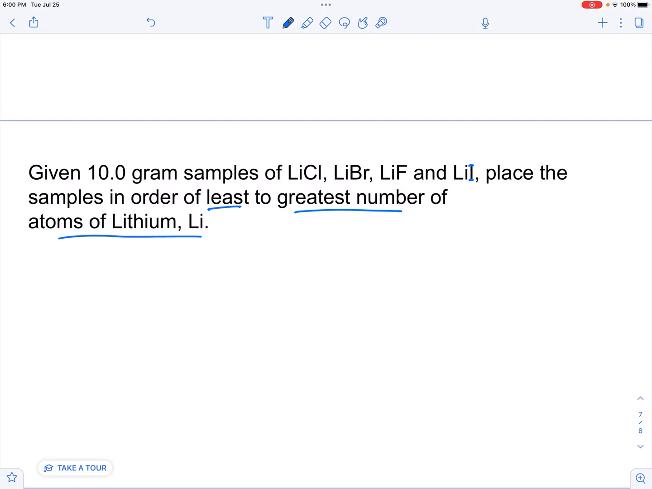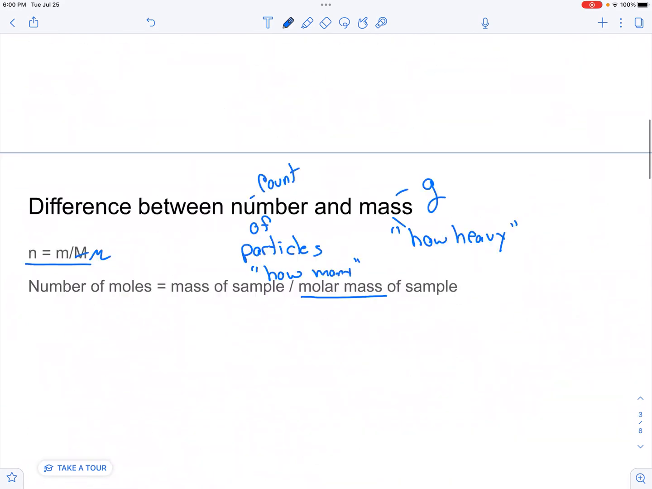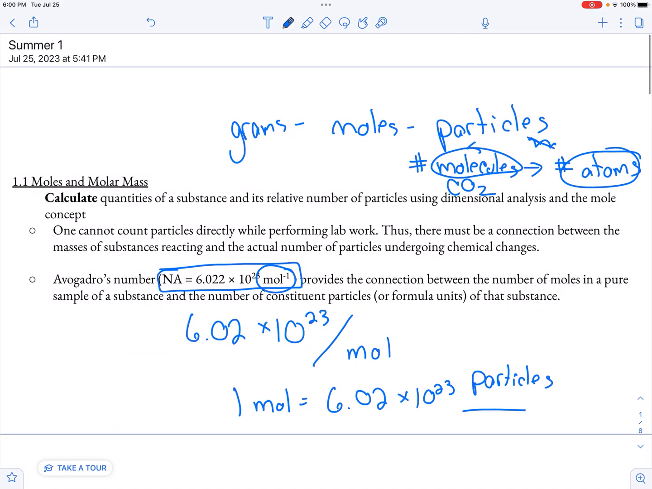All right, so here's the first kind of major difference between what you did in JV Chem and what you're going to do in Varsity Chem. So again, the learning target, you might not have noticed that: calculate quantities of substances, its relative number of particles using dimensional analysis and the mole concept. It's much more vague, and there's many more ways we can ask you to apply this. This is why it's AP. It's our second year. We're going to expect you to do a lot more.